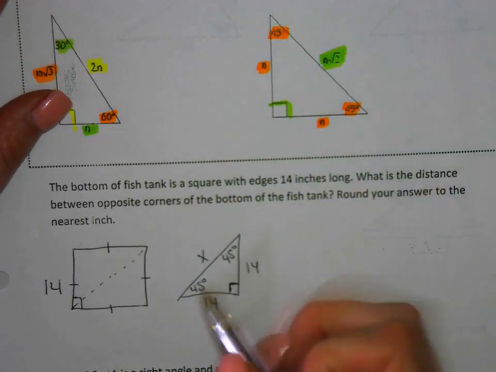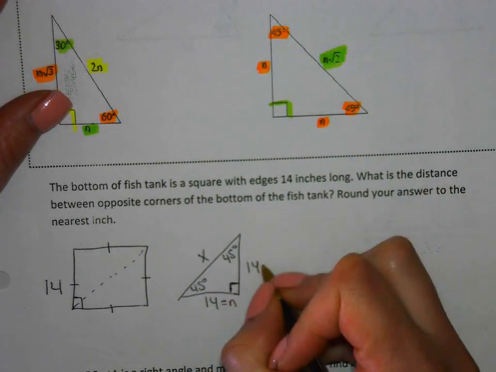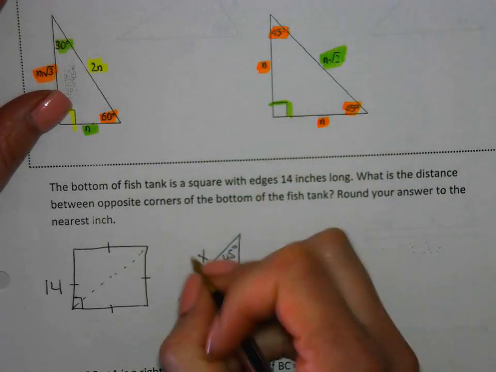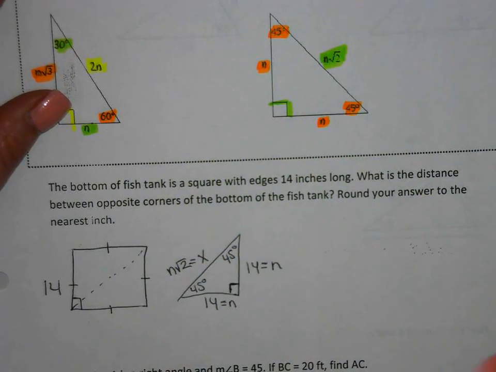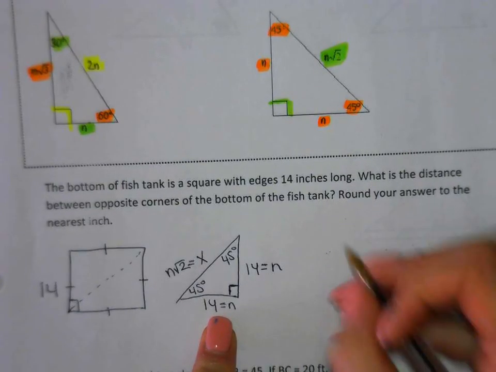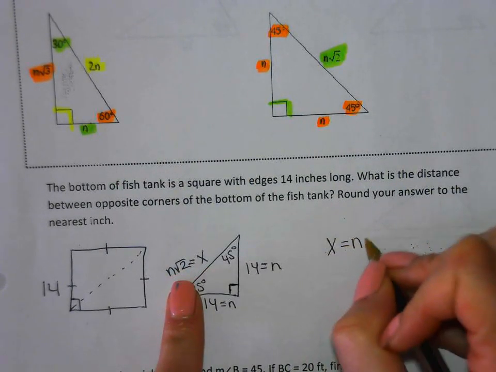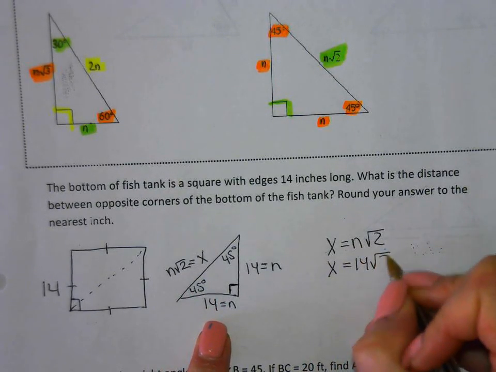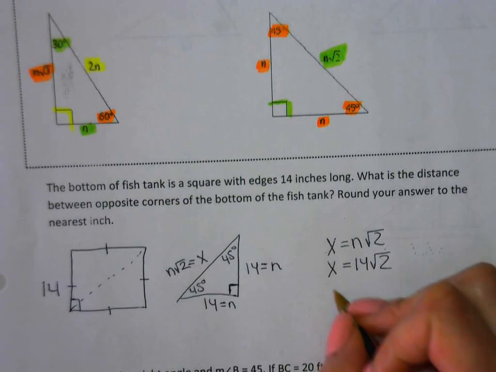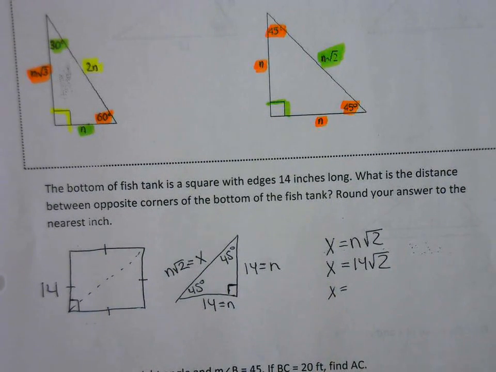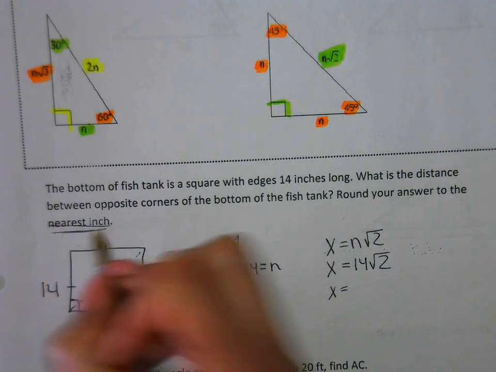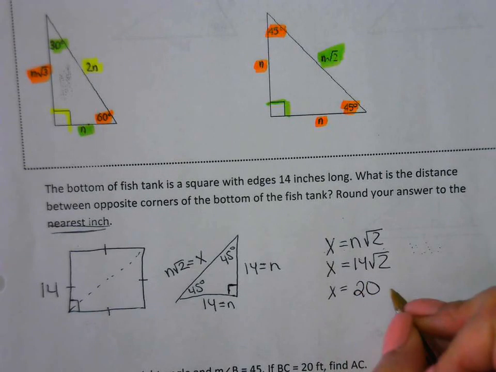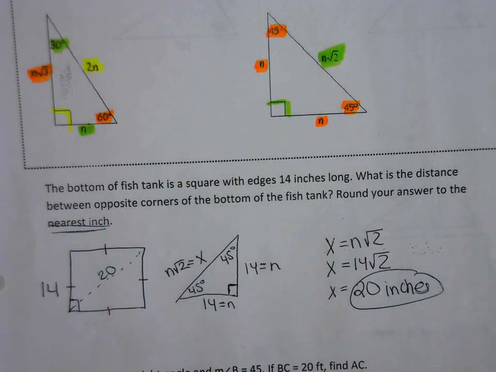So the 45 degrees are n, and across from our 90 degrees, it's n square roots of 2. Since we know n is 14, to find x equals n square root of 2, we can substitute our n with 14 and then multiply by the square root of 2. So 14 times the square root of 2, rounded to the nearest inch, is 20 inches. So that's the length of our diagonal.